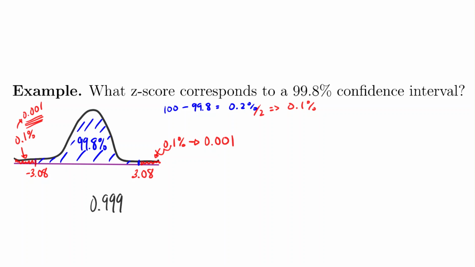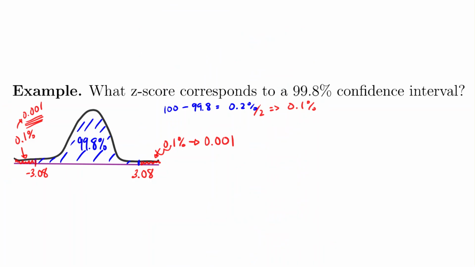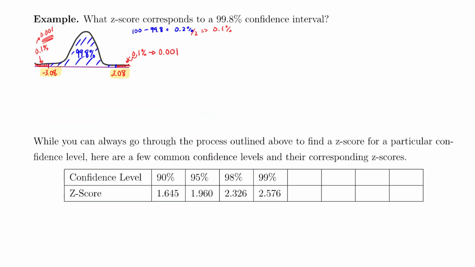Copying error there. And as expected, through symmetry of the normal distribution, we see at the z-score 3.08, we have an area of 0.999 to the left. So we've now found the z-scores that correspond to that confidence level. Now keep in mind, if you're given a different confidence level, for instance, what about 92%, 94%, you can always go through the process that we just highlighted in the previous two examples.